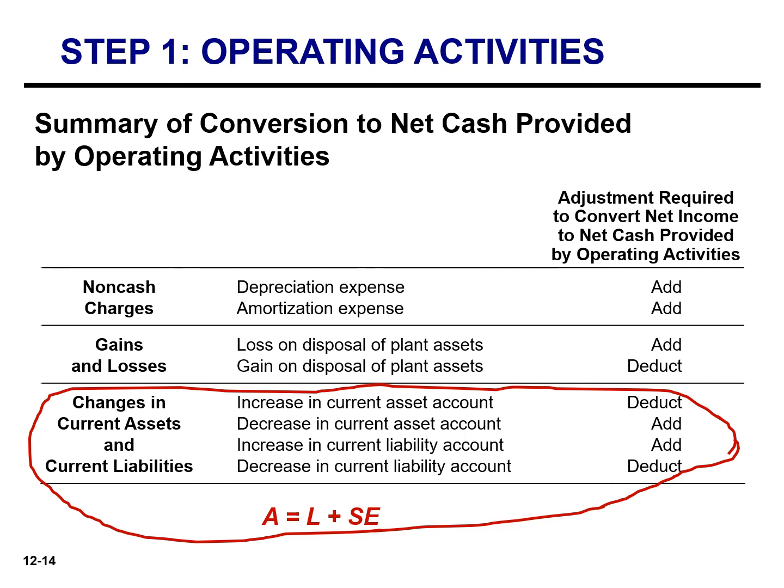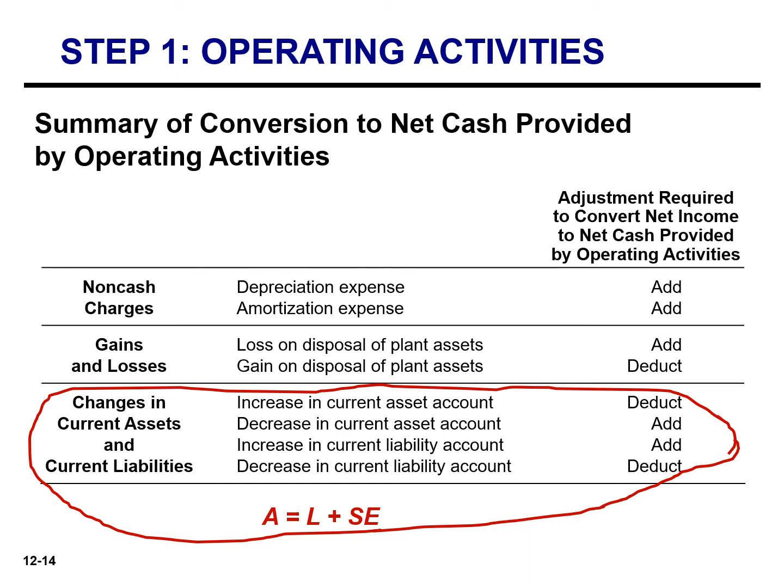So again, the assets are going to have an opposite effect on cash, meaning if cash goes up, assets will go down. That's why when you see those changes, an increase in a current asset means we're actually going to deduct or subtract that from net income. The reverse is true. If there's a decrease in our current assets, we're actually going to add or increase net income.